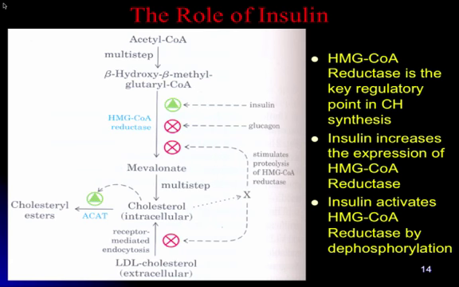So insulin is actually increasing the expression of the HMG-CoA gene. That's one of the mechanisms. More expression, so it makes more enzyme and it activates more of it, because insulin also activates the enzyme by dephosphorylating it. So it expresses more enzyme and activates it.